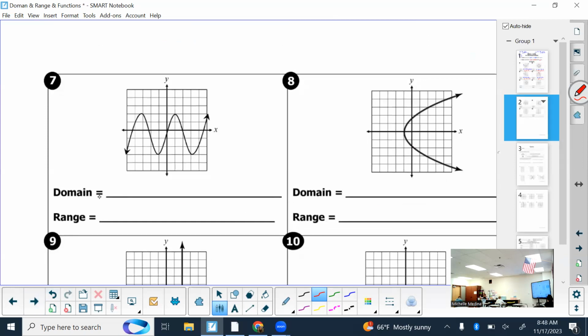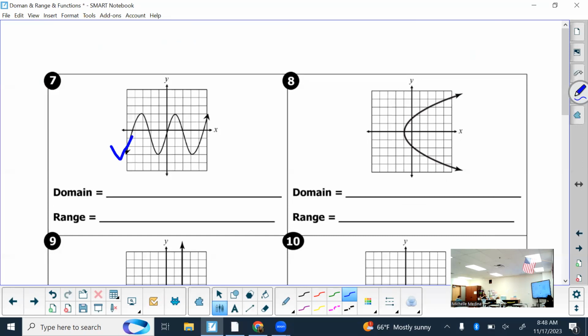So domain is all the X's. So look from left to right. Does this graph look like it's gonna go infinitely left? Yeah. It has this little arrow here, meaning that it's gonna continue going in that direction. And it looks like it's getting wider as we do that. So infinitely left, I'd agree. Does it look like it's going infinitely right? So then what's my domain going to be? All real numbers for my domain, because it does look like it'll go infinitely left and right.